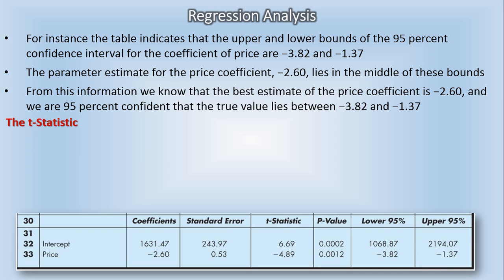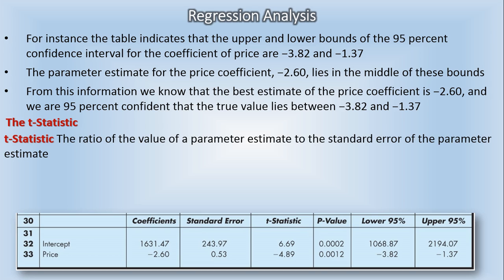All right, now we have some other diagnostic statistics here that can give us a little bit more idea about how precise our estimates are. The first one is our t-statistic in this column here. There's a t-statistic for each of our estimates. The t-statistic is the ratio of the value of a parameter estimate to the standard error of the parameter estimate.